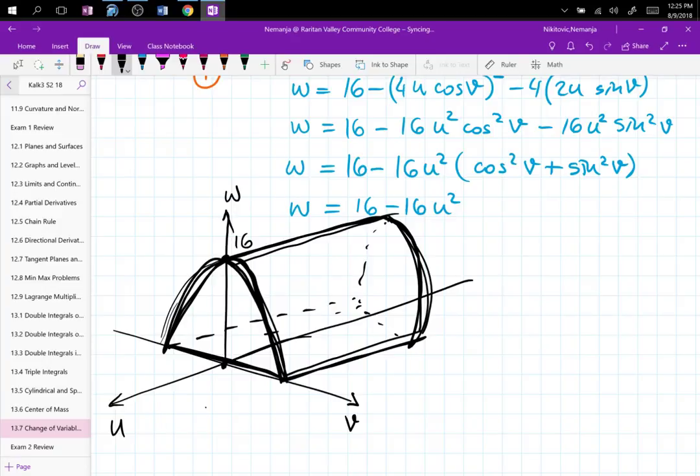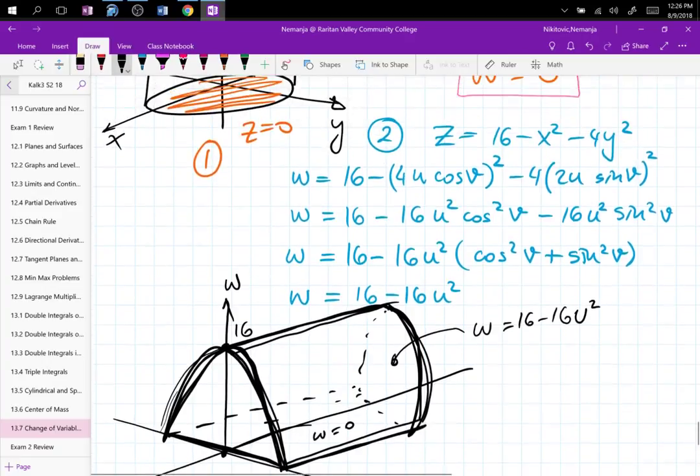When does it hit V? Where? Now I just need to see what's happening with V exactly, because where does it go from and to in V? We have w equals 0, that's the floor, and the top is w equals 16 minus 16u squared. So the only thing I have to figure out is what's happening with V over here.